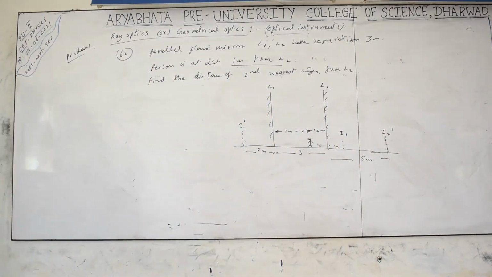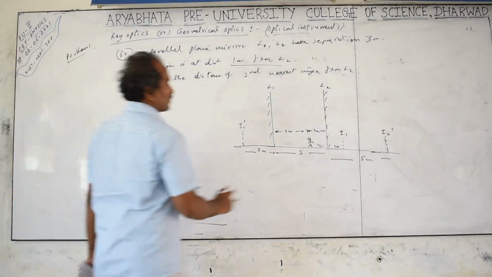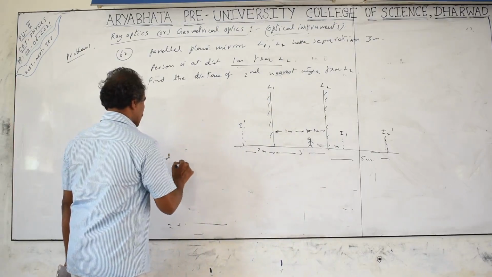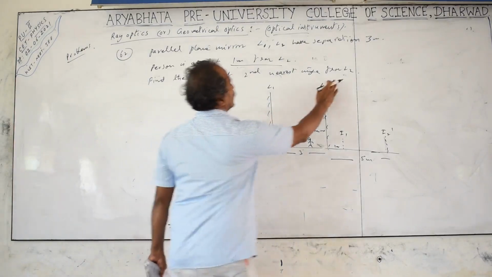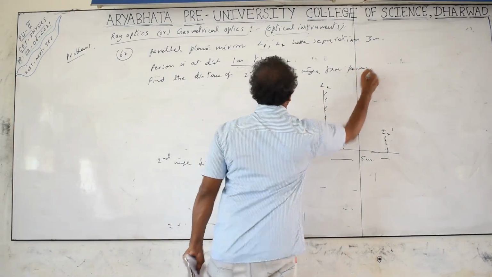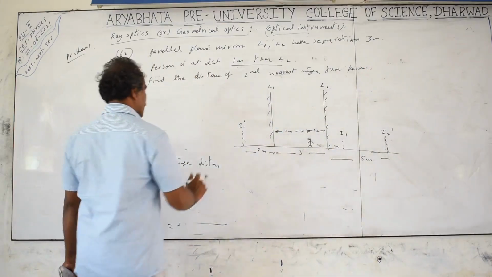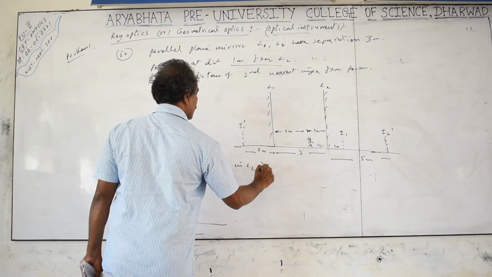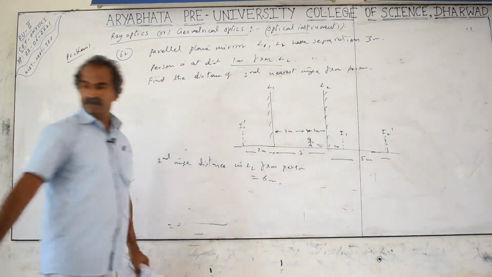The question is, how much is the distance of the image? The answer is 5 meters from the mirror. If they ask from the person, it is 6 meters. They ask for the second nearest image from the person, because the options are given from the person. The second image distance from the person is equal to 6 meters.